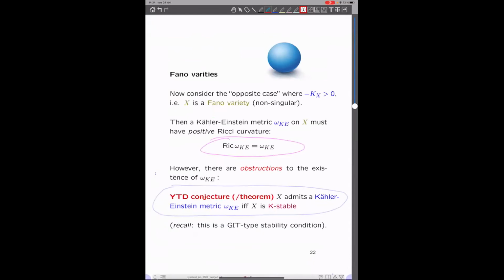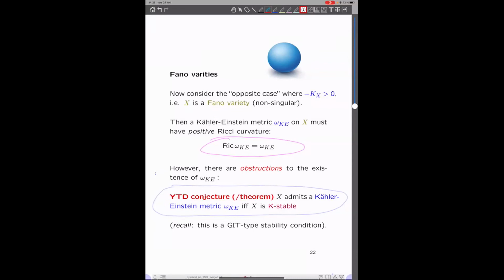Okay, so now let me move on towards Fano varieties, where I have some new results that I want to tell you about. So now we are going to consider the opposite case where the anti-canonical line bundle is positive. So that's the dual of the canonical line bundle, that I write in additive notation as minus K_X. Okay, so in this case, a Kähler-Einstein metric, if it exists, must have positive Ricci curvature. So the basic case is the Riemann sphere, for example.